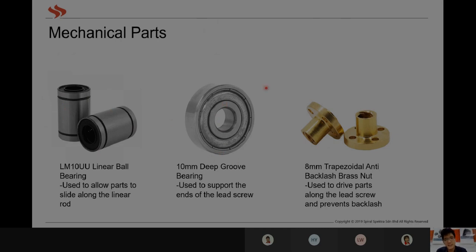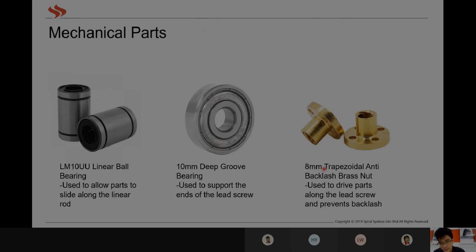We have a 10 mm deep groove bearing. These are basically used to support the linear screws, lead screws. As I mentioned, they require support at both ends. So one is attached to the motor and one more is attached to this. This basically allows the thing to turn freely without dropping.